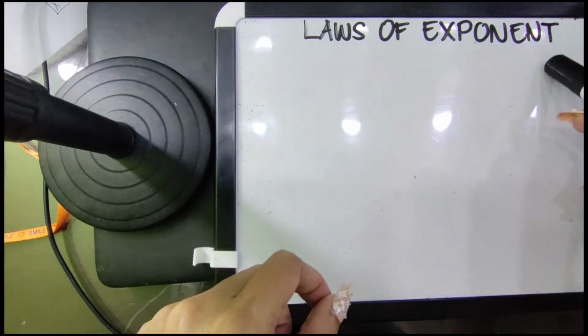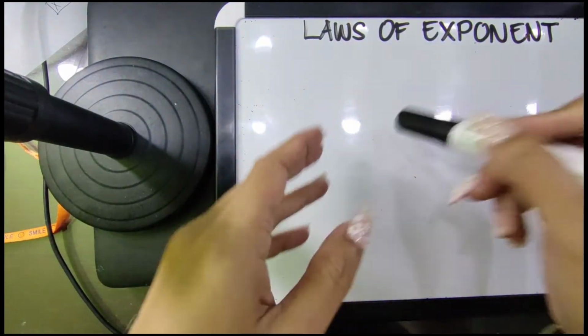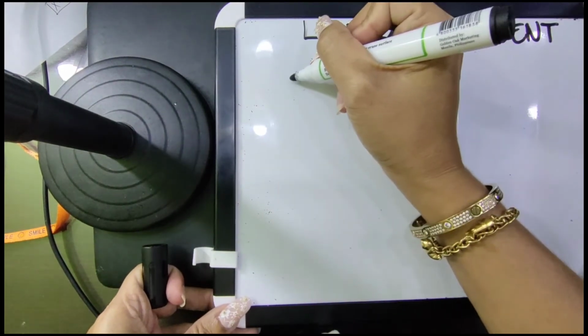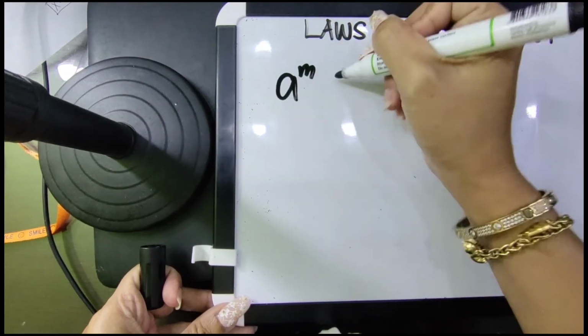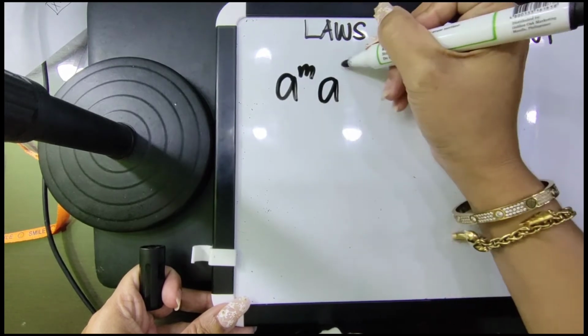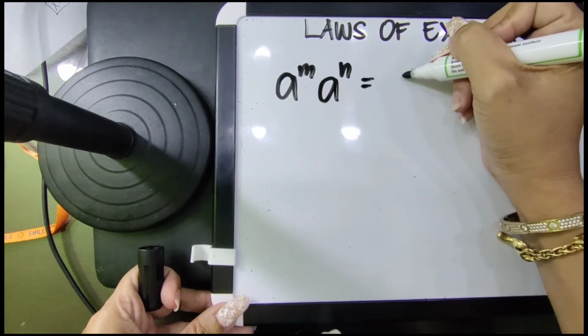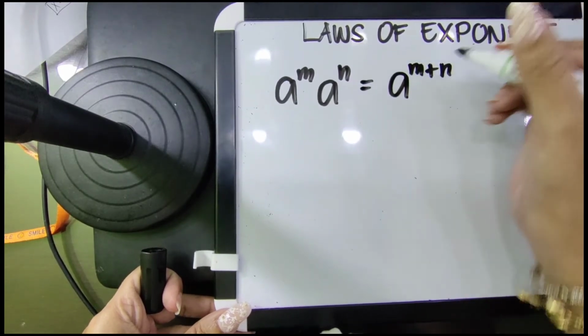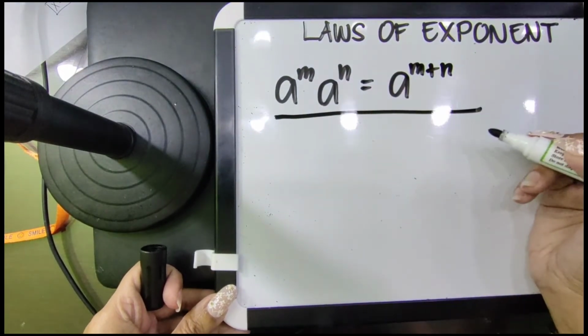Before we go to the main topic of our discussion, let's have a short recall about the laws of exponents. In the laws of exponents, we have the multiplication rule. A raised to m times a raised to n is equal to a raised to m plus n. This is the multiplication rule.